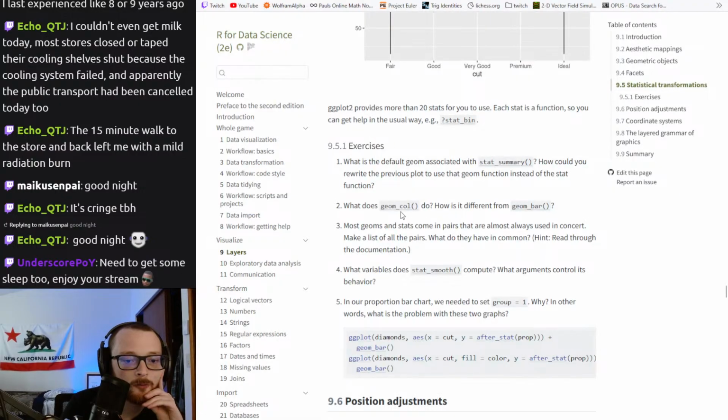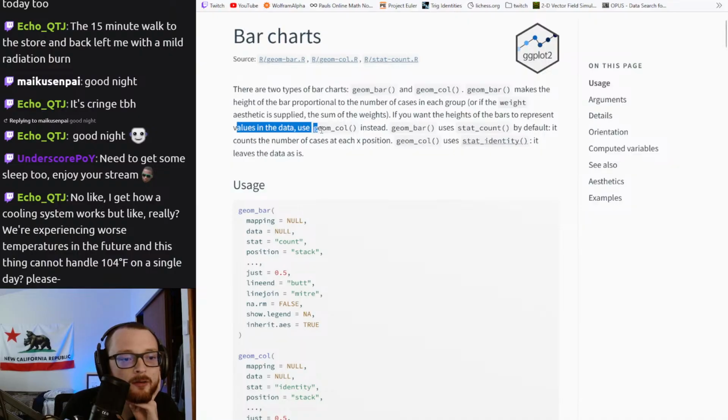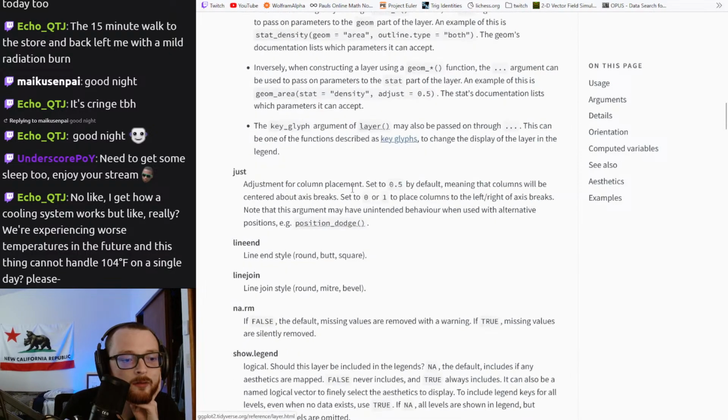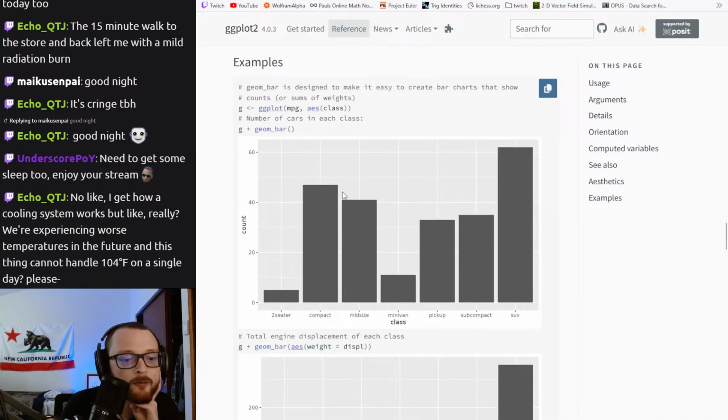So geom_col versus geom_bar. geom_bar makes the height of the bar proportional to the number of cases in each group. And if you want the heights of the bars to represent values in the data, use geom_col instead. What does that mean? Let's go to examples. This is geom_bar. It's your regular old bar chart that just gives counts.